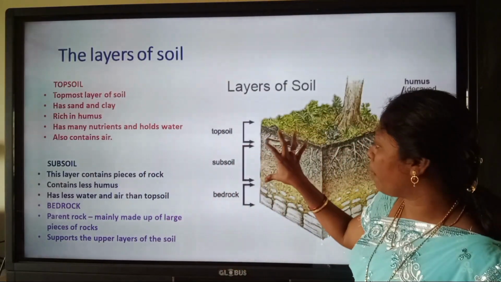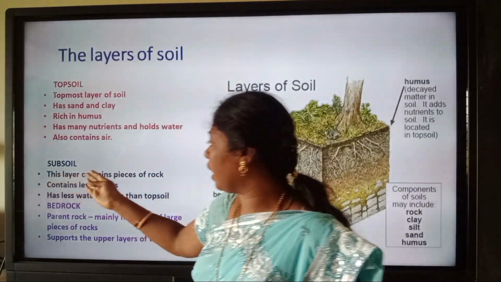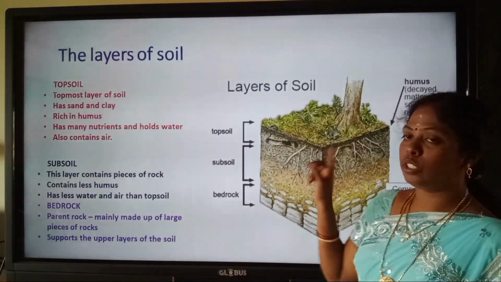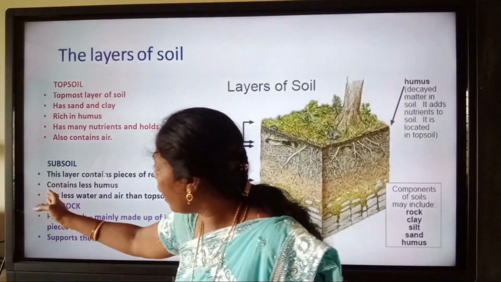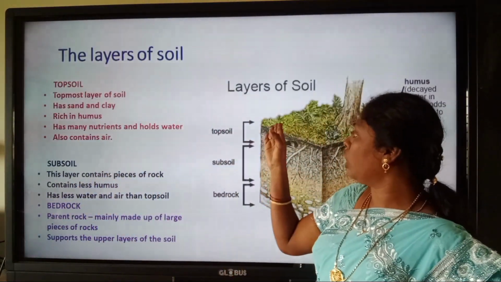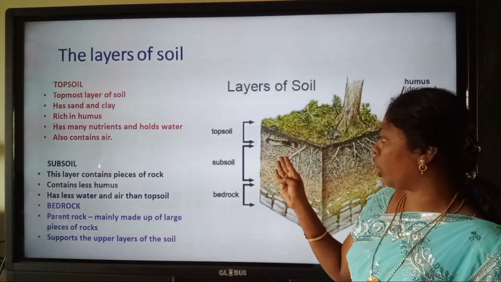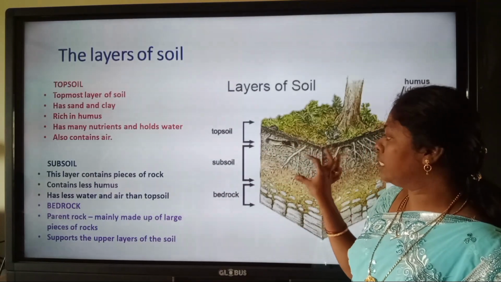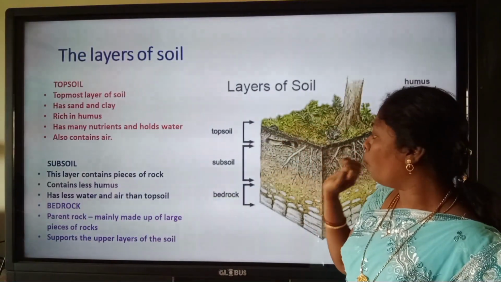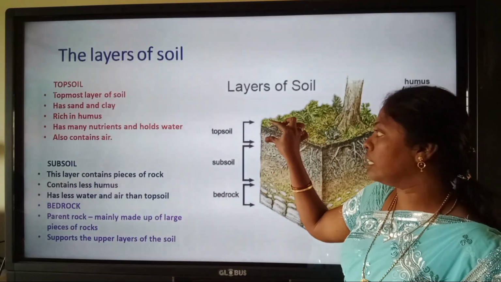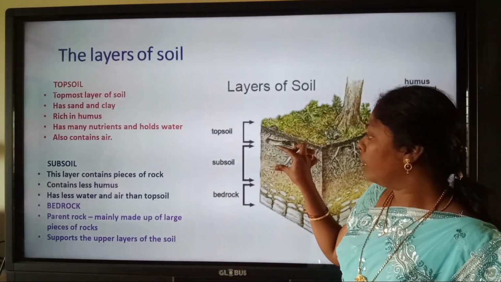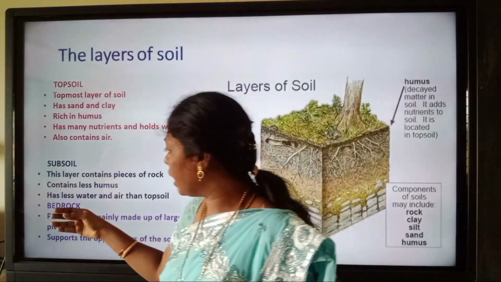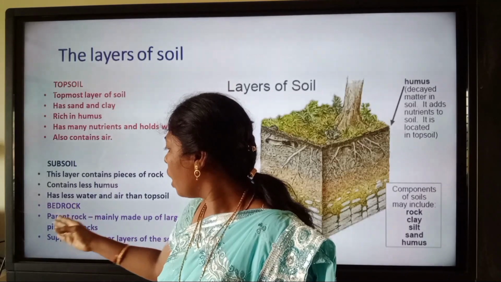Next, we can see about the subsoil. This layer contains pieces of rocks. Can you see small pieces of rocks here? So there are pieces of rocks and it contains less humus. When you compare the color of the topsoil and the subsoil, you can see the topsoil is dark in color while the subsoil is lighter than the topsoil. Why is it so? Because the humus content is more in the topsoil while the humus is very little in subsoil.